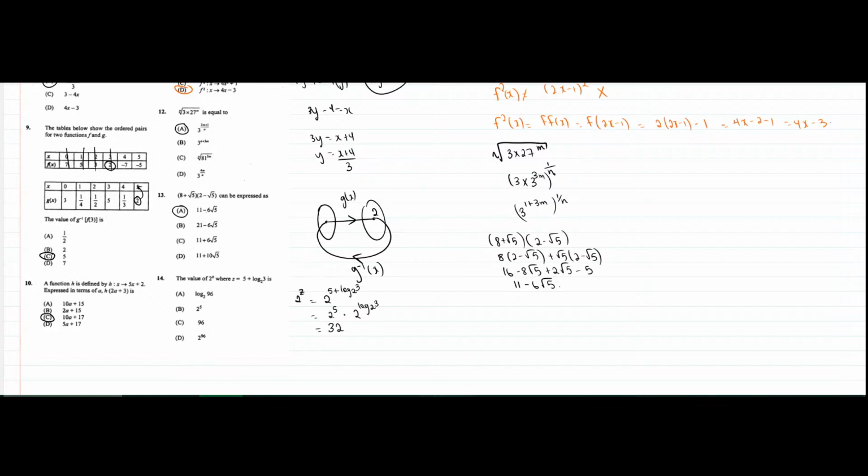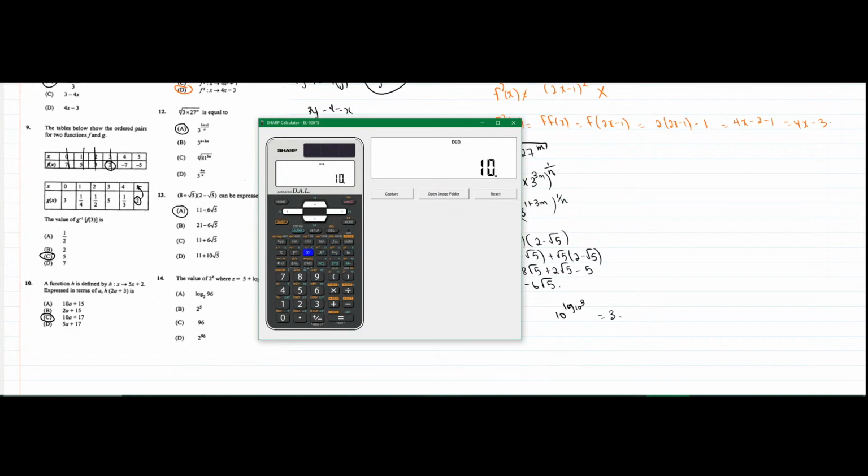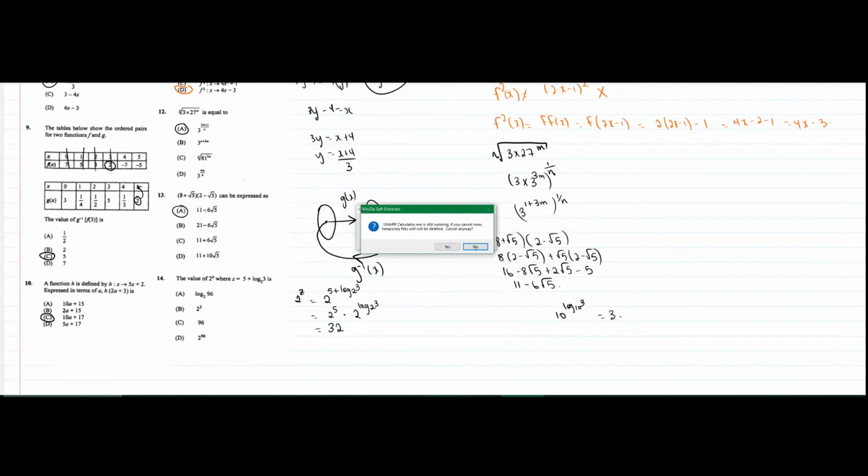If I have, and we can check it on a calculator, 10 to the power log of 3 to base 10, this is equal to 3. And we can check it on the calculator. I have 10 to the power log of 3, that is the base 10, I get 3. So the law states that if I have a to the power log of b to base a, that is equal to b. So I have that occurring here. So this is equal to 3.